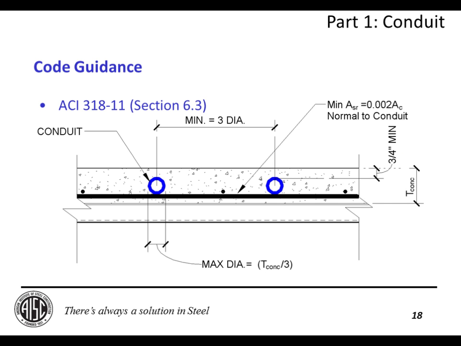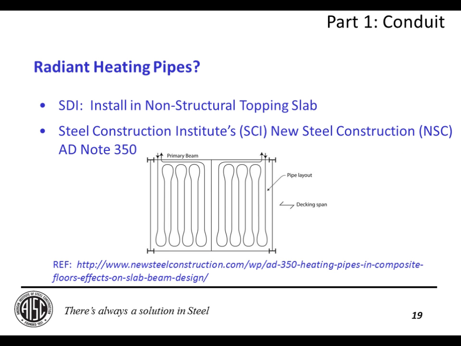Right? But what if instead of just a couple of conduits that you have to deal with, you have a whole slab of them? For instance, in a radiant heating pipe situation where there's a mass of conduits or pipes going back and forth. There's really no recommendations for that I could find on this side of the pond, but there are over in Europe.